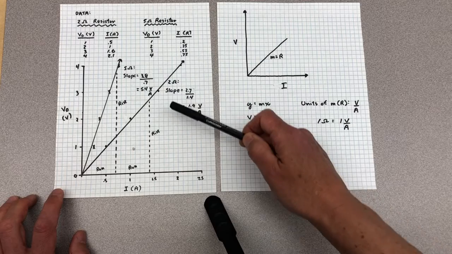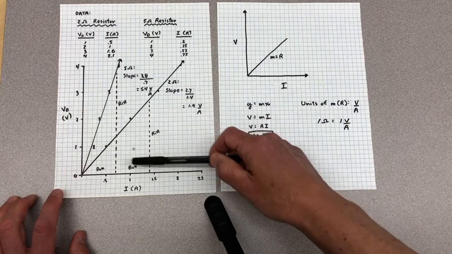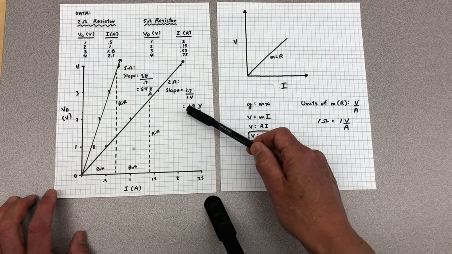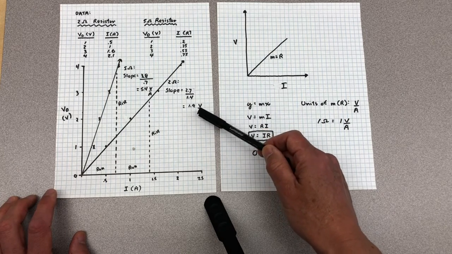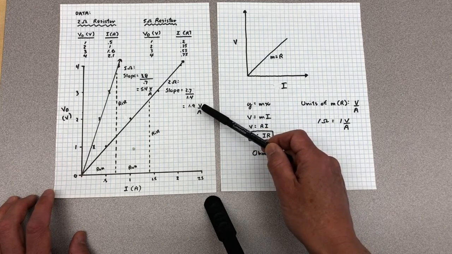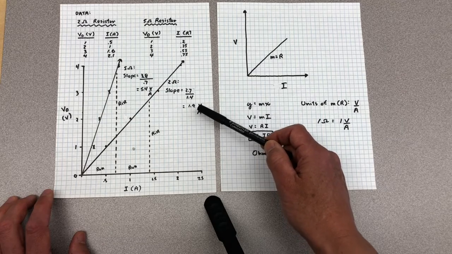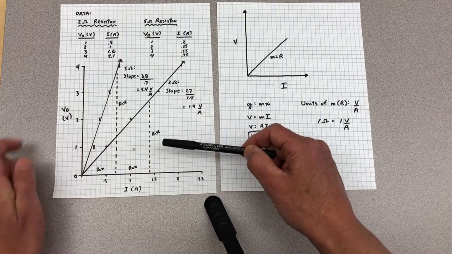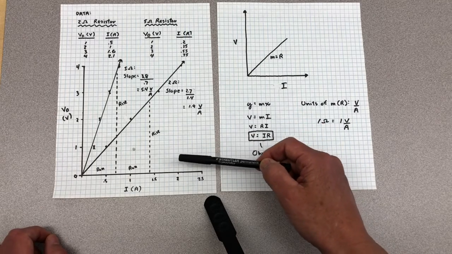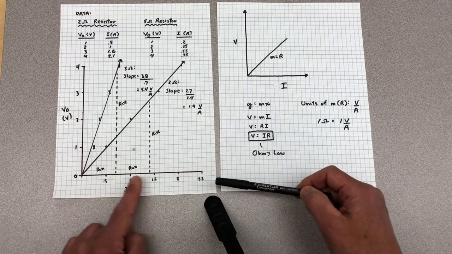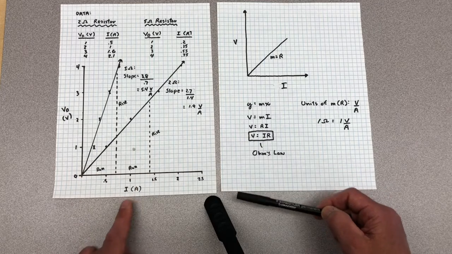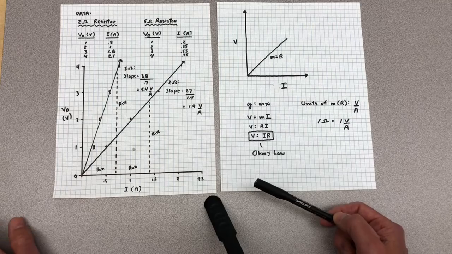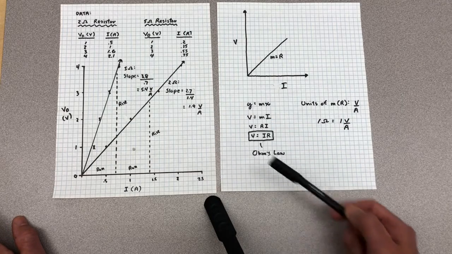Now the slope of this line is going to be the rise over the run, and if you do that calculation, you get 1.9 volts per amp. Notice the units. To calculate the slope, I took the rise, which is the change in voltage measured in volts, and the run, which is the change in current measured in amps. So the units of my slope are volts per amp: 1.9 volts per amp.